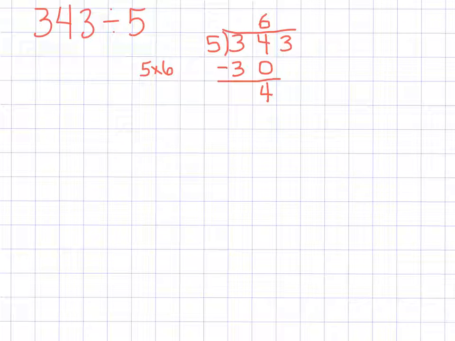And now I'm looking at not 5 going into 4, but I need to consider the rest of my number, because this number should always be less than your divisor. If it's more than your divisor, it means that you can take more of these out and you're not quite done. So I need to bring down that 3.